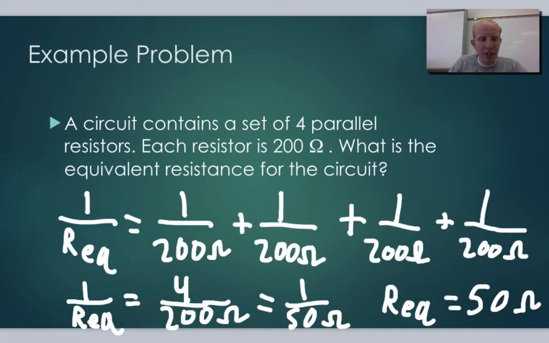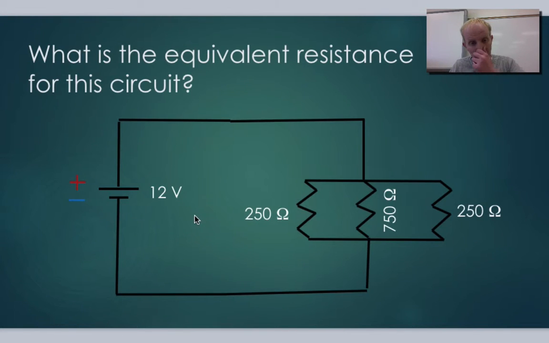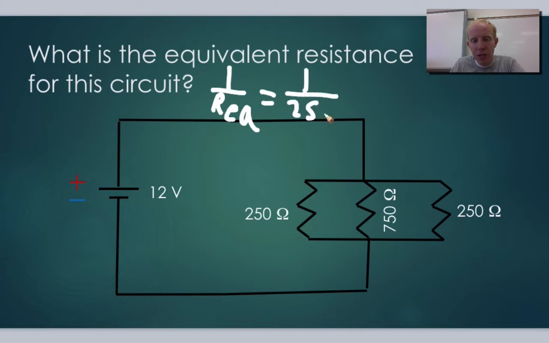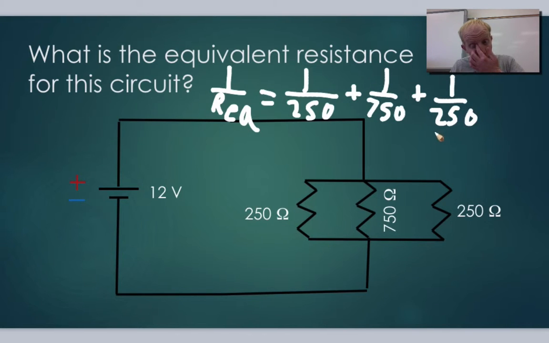All right, let's look at a trickier example where you don't have such nice numbers to work with. What is the equivalent resistance of this circuit? Now we have 250 ohms, 750 ohms, and 250 ohms in parallel. So if we're trying to find the equivalent resistance, 1 over Req equals 1 over 250 plus 1 over 750 plus 1 over 250. There's two ways you could do this. You could find a common denominator, multiplying by 3 to get the same base value. But I'm going to let you use your calculator if they're not the same. So let's try this.